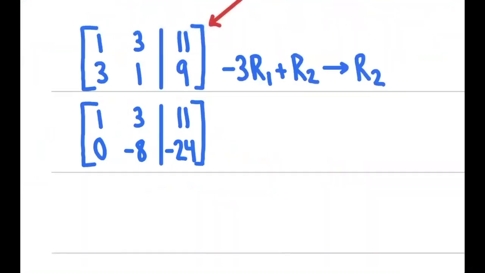I would like to ask a question for the audience. They would probably like to know why you would try to make that 0 there first rather than making the 0 in the first row, second column?